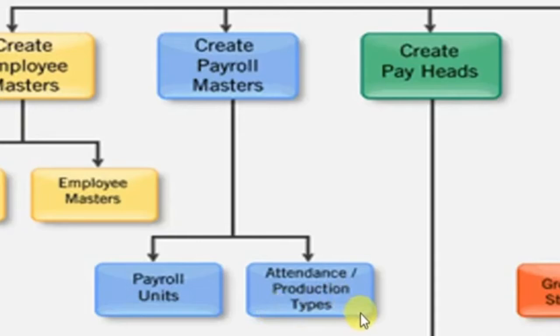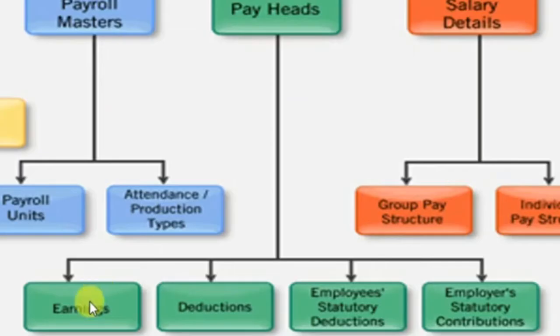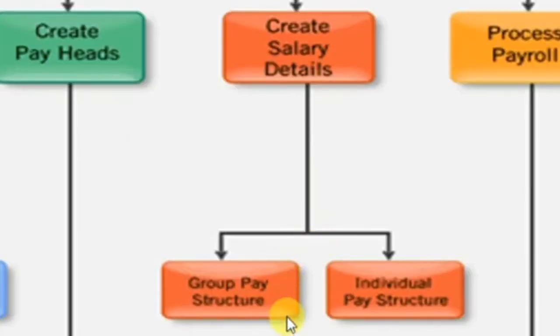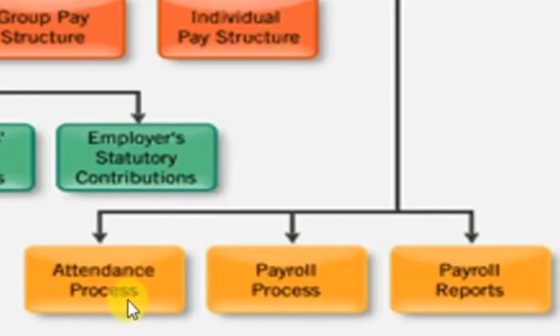Then the third step is pay heads. We need to create different pay heads like earnings, deductions, employee statutory deductions and employees' statutory contributions. The fourth step is to create salary details. Here we need to create a group pay structure or individual pay structure. And the last step is process payroll. They have the attendance process system, payroll process system and payroll reports.